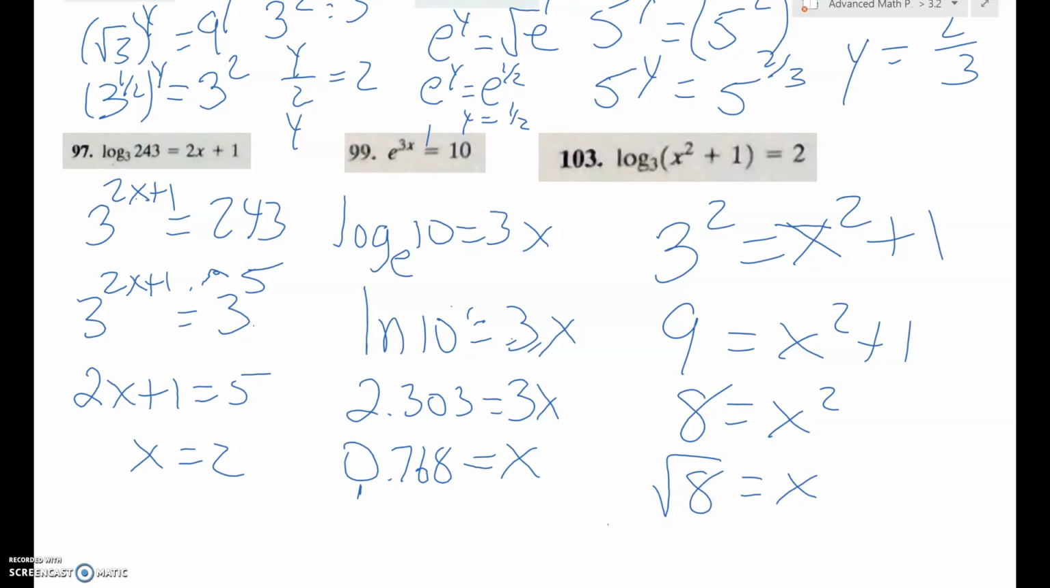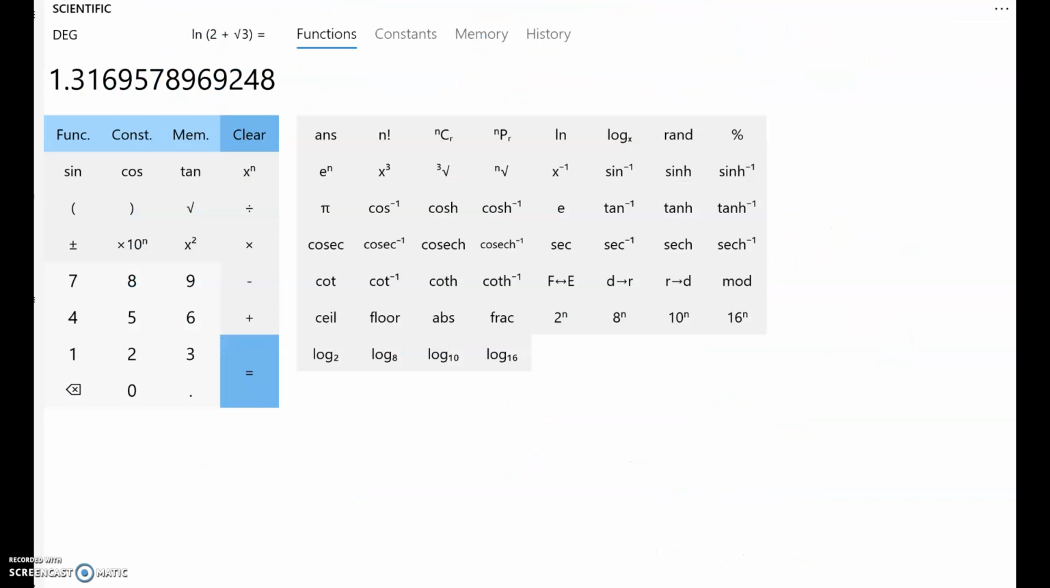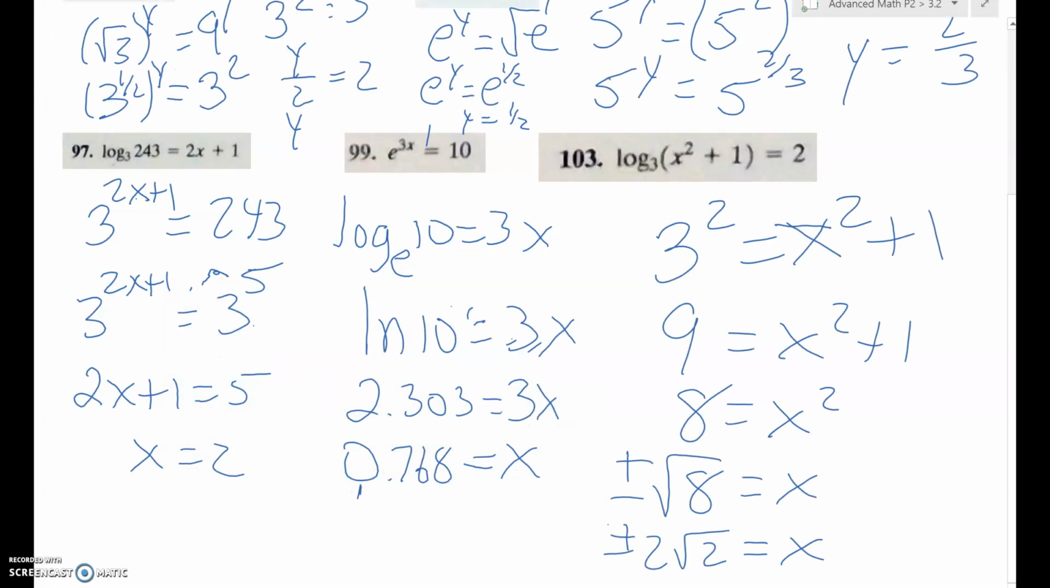We could do this as a decimal. Oh, and we got to remember something. Took square root. What do I need? I'm sure you all said plus or minus. We need a plus or minus. We could do that as a decimal. We could just write it as a simplified square root, which is, I think, what I gave you as an answer. But if you did it as a decimal as well, that would have been fine. What would that be? Square root of 8 equals 2.828. Okay, so either one would be acceptable for that answer for 103.